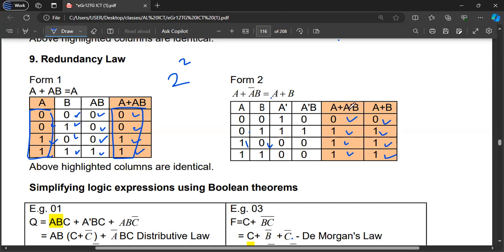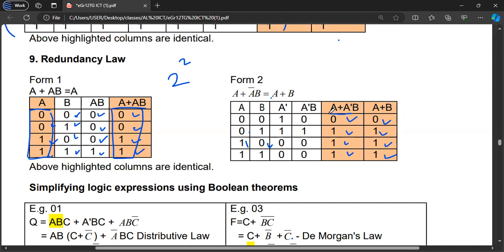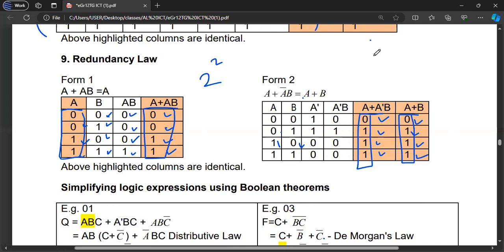Now you can see that A plus A bar dot A plus A bar dot B, which is this one, right? A plus A bar dot B is equal to A plus B, right? Both are the same. That's what has been proved in redundancy law form 2, which is stated as A plus A bar dot B is equal to A plus B, right?